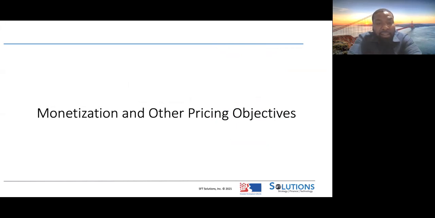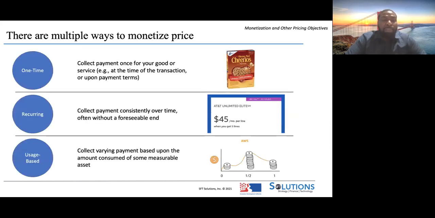We are going to talk about monetization and other pricing objectives. So monetization is how and when you get paid as an entrepreneur. There are a couple of different ways you can get paid. A lot of folks, it's just one time: here's a transaction, here's your cash, here's your good, never see you again. Recurring, which I like, is kind of like the Netflix model. They are hitting your account every month, whether you use their service or not. It's great if you can get into that type of arrangement with your client.